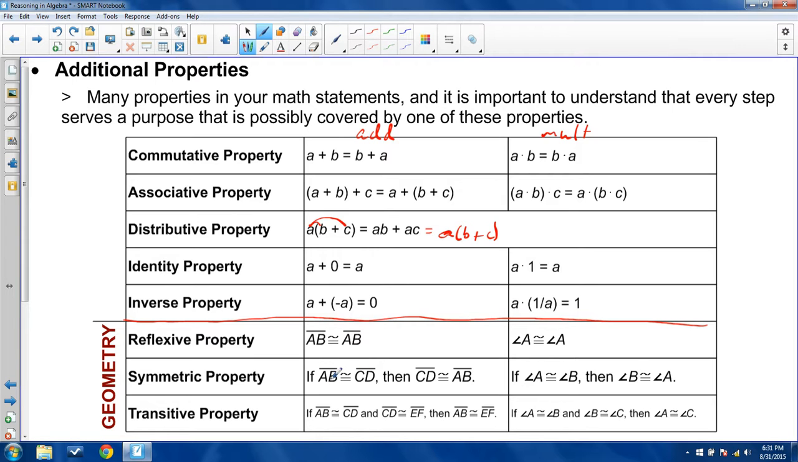Symmetric property, same idea. If segment AB is congruent to segment CD, then segment CD is congruent to segment AB. And if angle A is congruent to angle B, then angle B is congruent to angle A. And transitive property, same old, just like the other ones with equations. I'll go ahead and move on from there to do some examples for you.